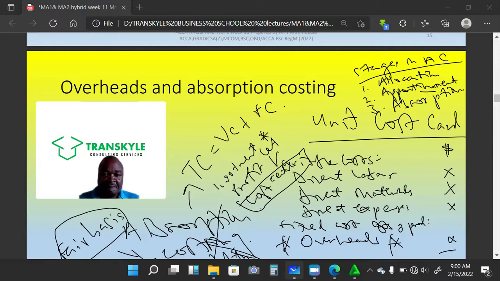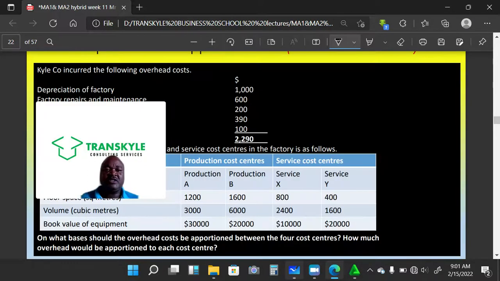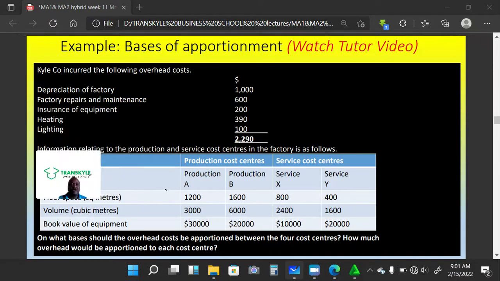Are we together? So by absorbing, we are now referring or identifying the cost, or apportioning the cost, to particular cost units. You understand it with an example. I think we need to go to slide page 22. Let us just go to page 22 to understand what we are talking about.